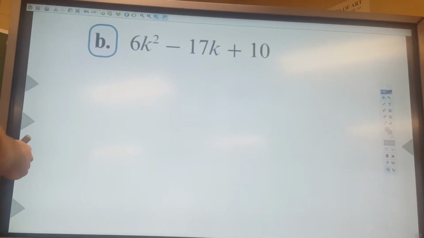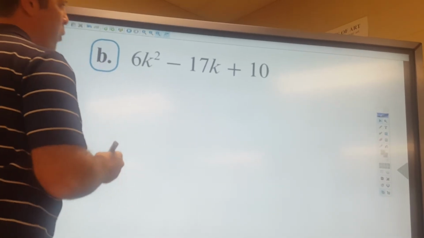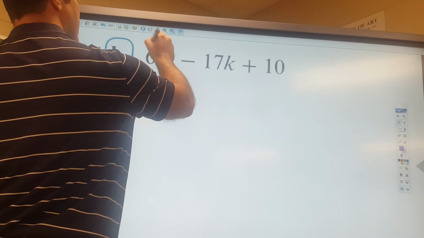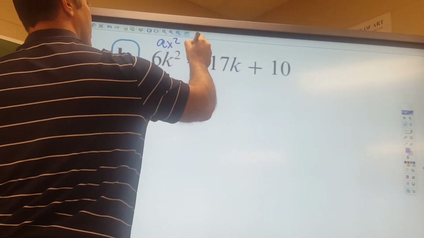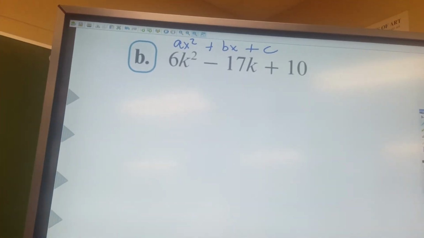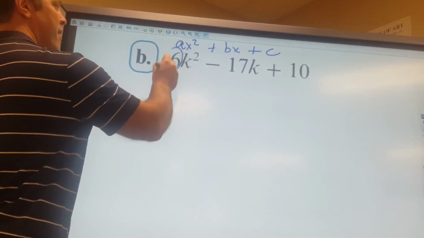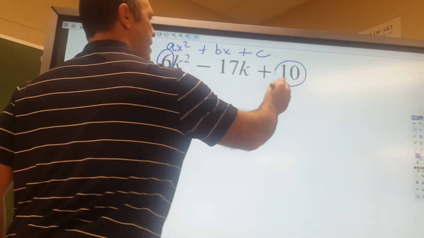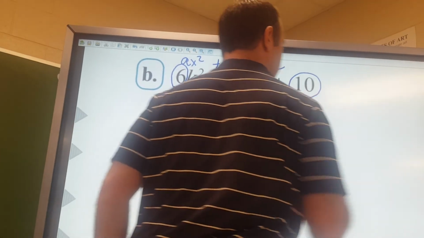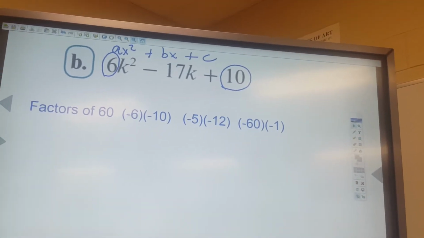Now, here's a strategy we're going to look at. First thing we're going to do, they're all in this form: ax squared plus bx plus c. The a, b, and c are the numbers. What we're going to do is take the a, the 6, and the c, the 10, and multiply them together. We multiply them together, we get 60. Then we're going to ask ourselves the factors of 60.